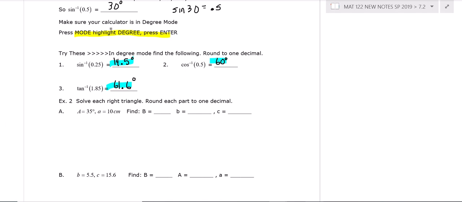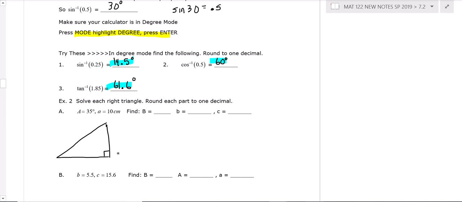We'll do these two together. So what I always recommend you do, I've given you angle A is 35 degrees and side A is 10. So I always recommend that you start by drawing yourself a right triangle. You can draw it however you want to. Then you want to label the sides and everything.